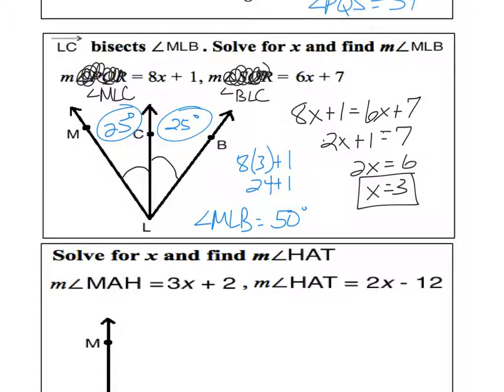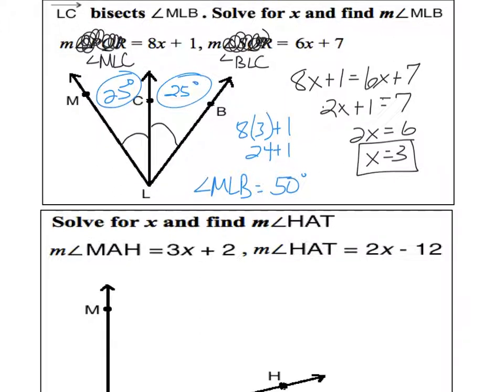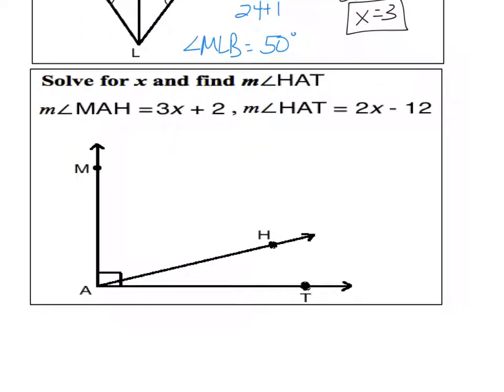All right, so let's look at this bottom one, because this bottom one's a little bit different here. It says solve for x and find the measure of angle HAT. Well, it says the measure of angle MAH is 3x plus 2. I'm going to go ahead and write that in here. 3x plus 2 goes here. The measure of angle HAT is 2x minus 12.